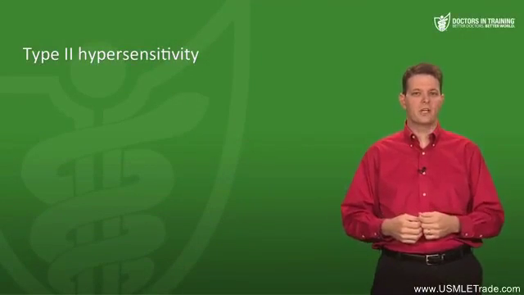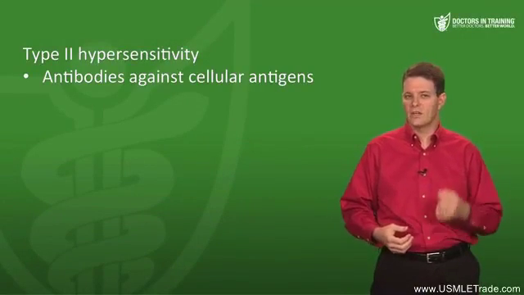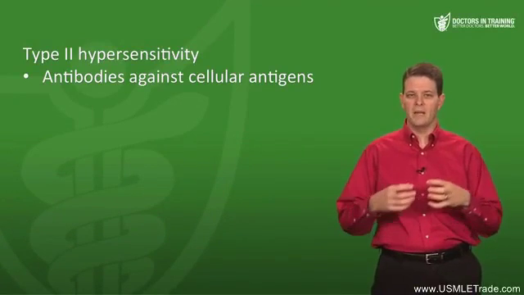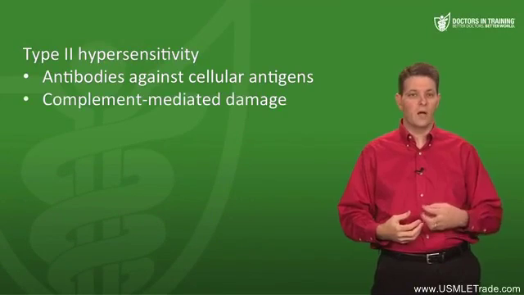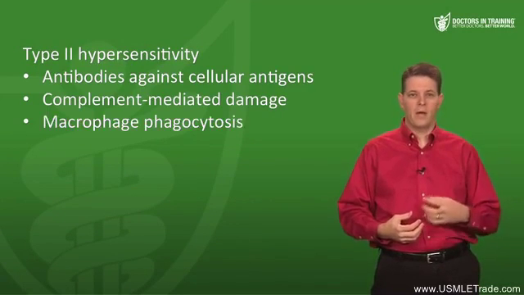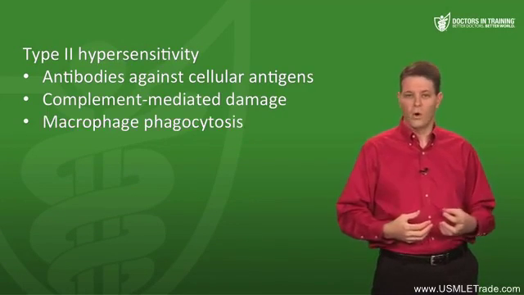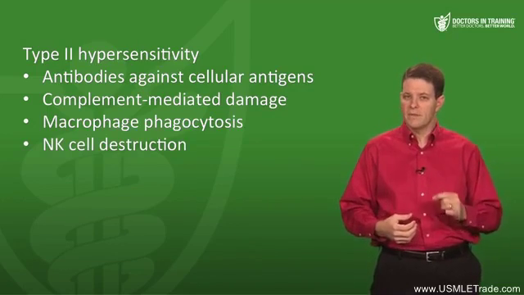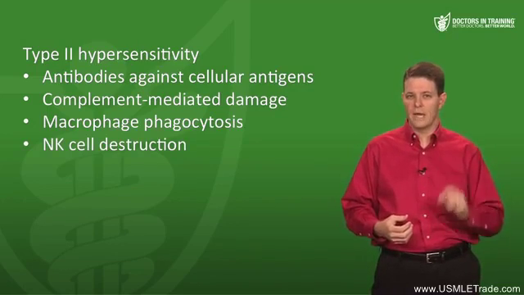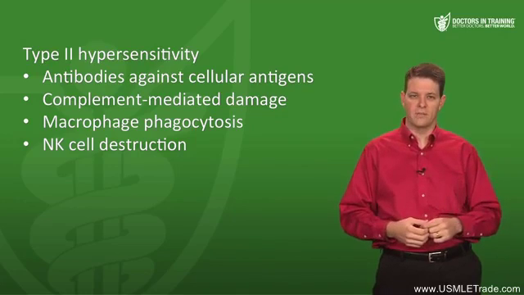Type 2 hypersensitivity occurs when there are antibodies against cellular antigens. So antibodies bind to cellular antigens and activate the immune response. So this might lead to complement-mediated damage, or the macrophages may phagocytose the cells, or NK cells may attack and destroy those antibody-coated cells. But the main thing to remember is that it started with antibodies against cellular antigens.